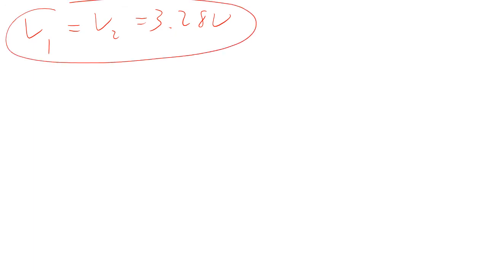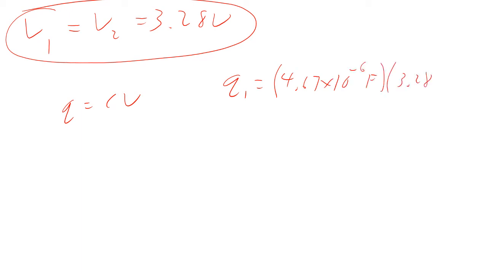Okay, so we can say that V1 equals V2 equals 3.28 volts because we know that they are in parallel, so they have to be the same. What about charge? Well, Q equals CV. So Q1 is going to be the 4.67 times 10 to the minus 6 farads times 3.28 volts. So Q1 has now dropped to 1.53 times 10 to the minus 5th coulombs.